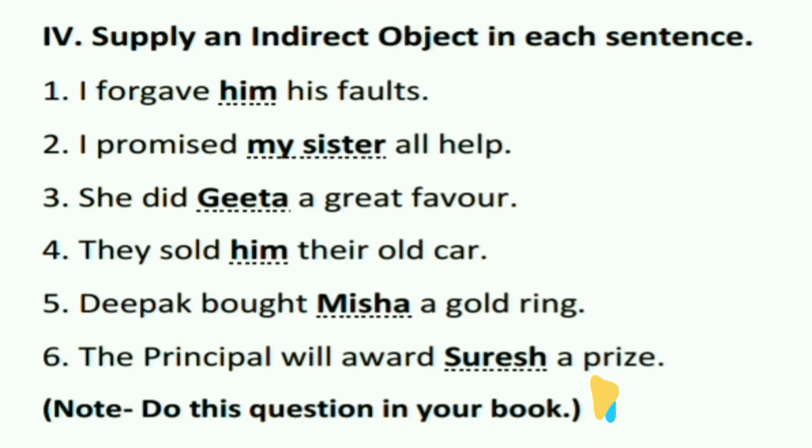Next one is supply an indirect object in each sentence. First one is I forgave dash his fault, and the correct answer is him. Second, I promised dash all help my sister. Third, she did dash a great favor, and the answer is Geeta. Fourth, they showed dash their old car, and the answer is him.